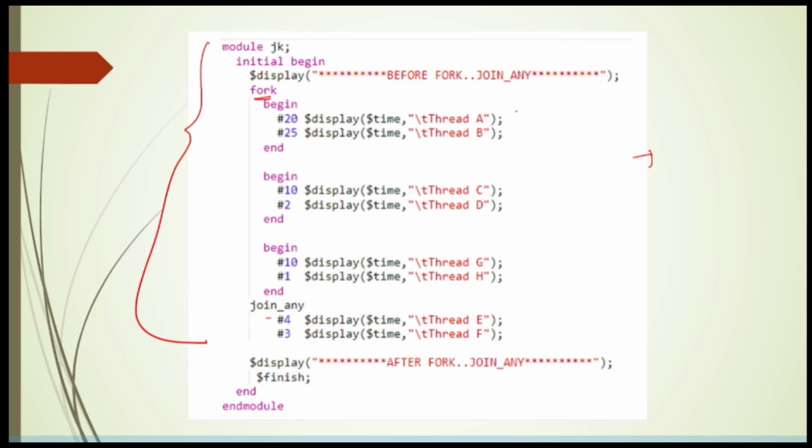You can ask me if you want the analysis of this particular program, like at what time each output is being produced, and then I'll explain that. Clear? So try to take the snapshot and analyze the output, because as I told you, fork join is all about analyzing at what time point you can expect a particular output or display to be seen in your log file. So this is about the fork join any and fork join none differences.